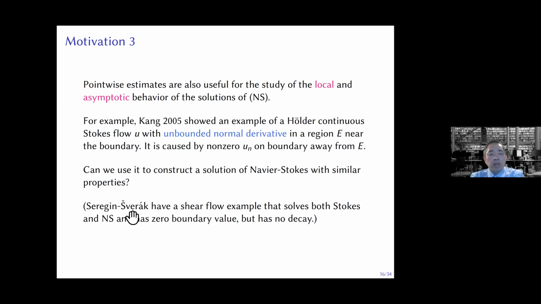And then Seregin and Sverak have a shear flow example, which came after this paper. This shear flow example is very nice because it solves both Stokes and Navier-Stokes and has zero boundary value. But then the problem is that this shear flow has no decay, so it does not have finite energy. So these are our motivations.